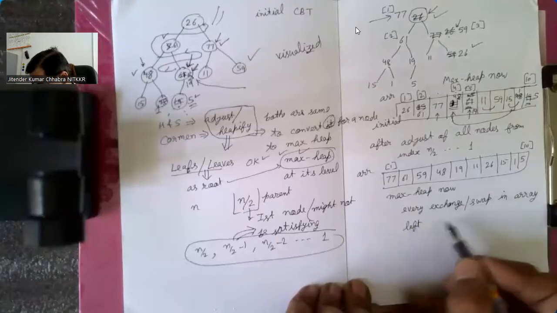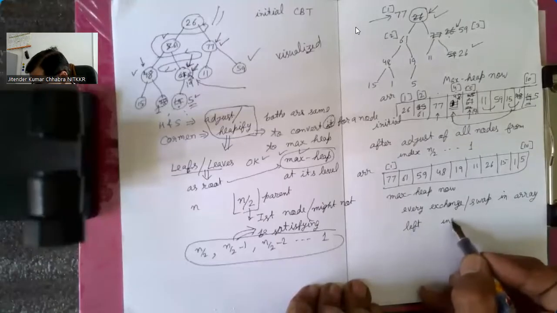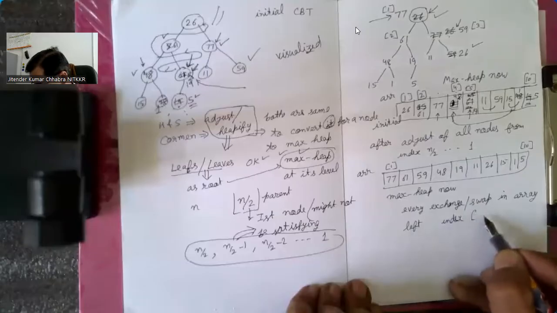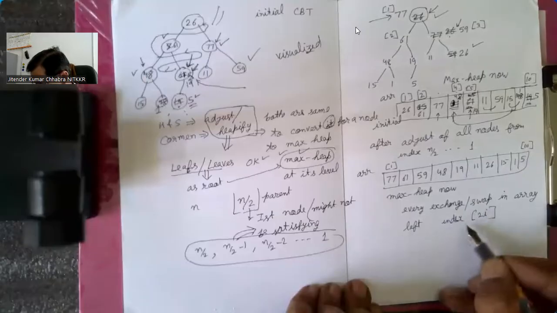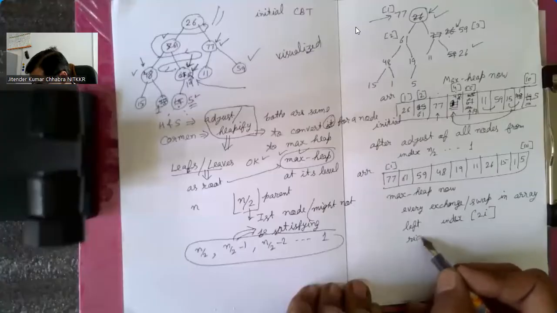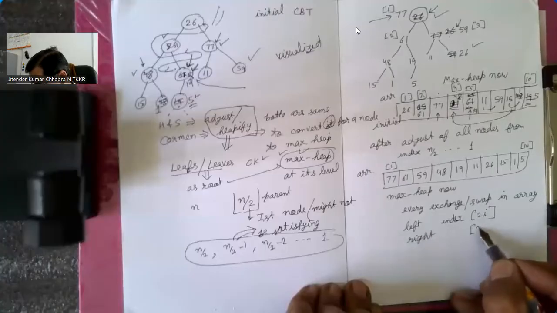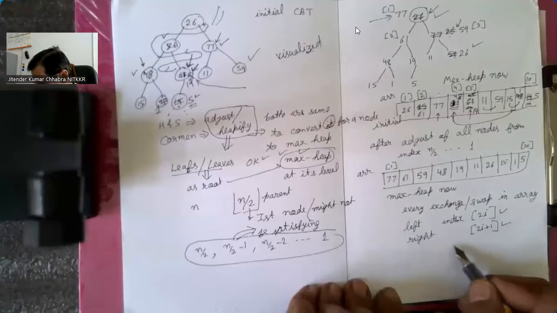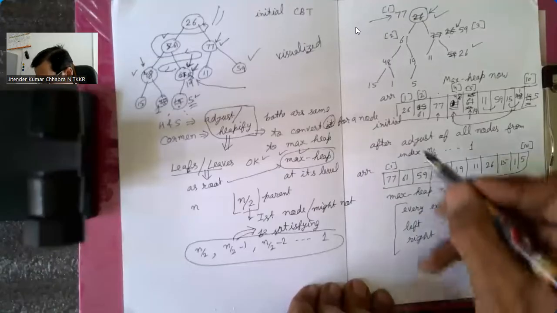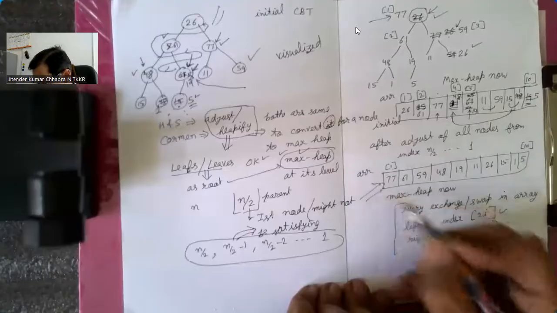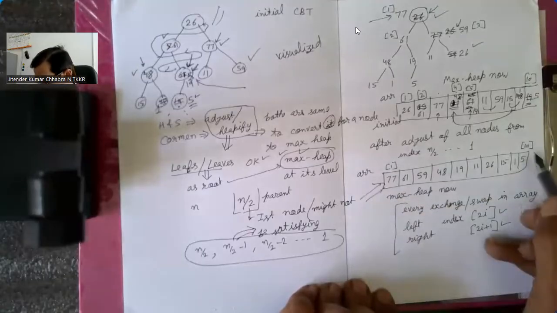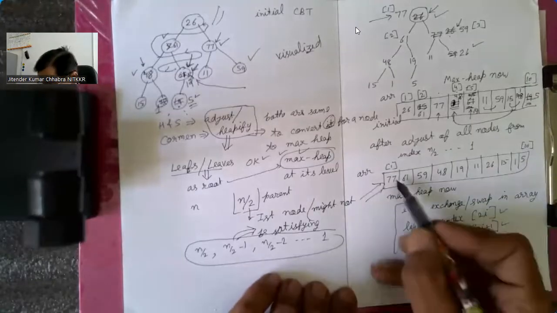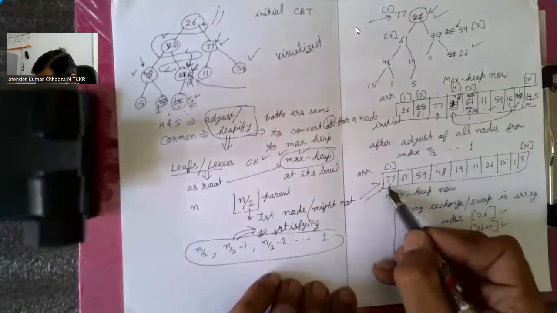Left child will be at index 2i. So I will compare with the 2i value. Right child will be at index 2i plus 1. So I will be able to reach there, compare with these two, and swap, etc. So everything is done over an array. This will be ready. Once this is sorted, once this is unsorted, but the maximum is here.